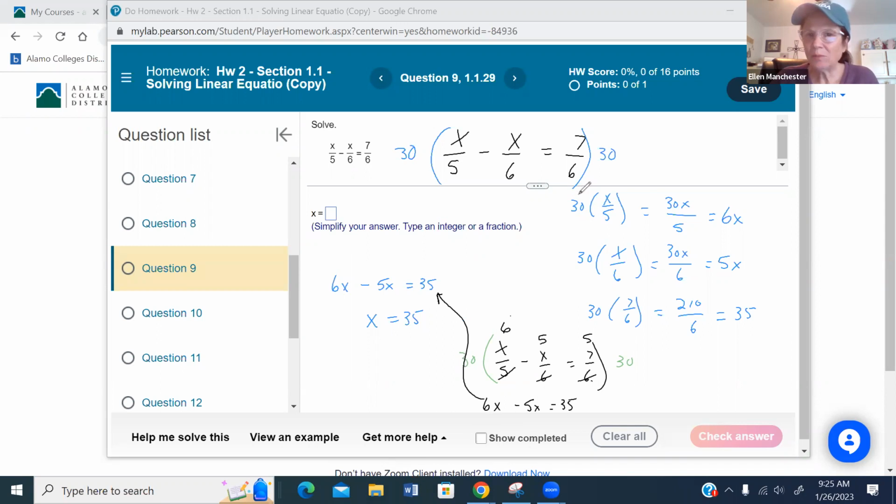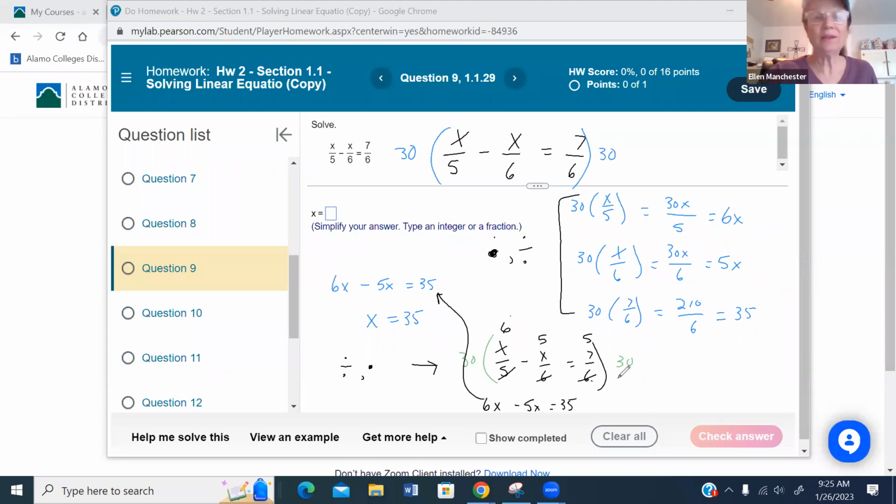So first way in blue, I multiplied first, and then I divided. Here, I divided first and then multiplied. Either way, doesn't matter, you'll end up with the exact same answer.